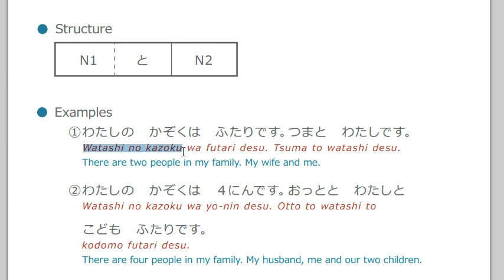私の家族は2人です。家族, yes, is family. This is a new particle here. No is a possessive particle. So when it's put together with watashi to become watashi no, that means my. So my what? My kazoku, or my family. We've got the wa particle, so it's the topic. Everything before there's the topic. So as for my family, 2人です. Two people. As for my family, there are two people.